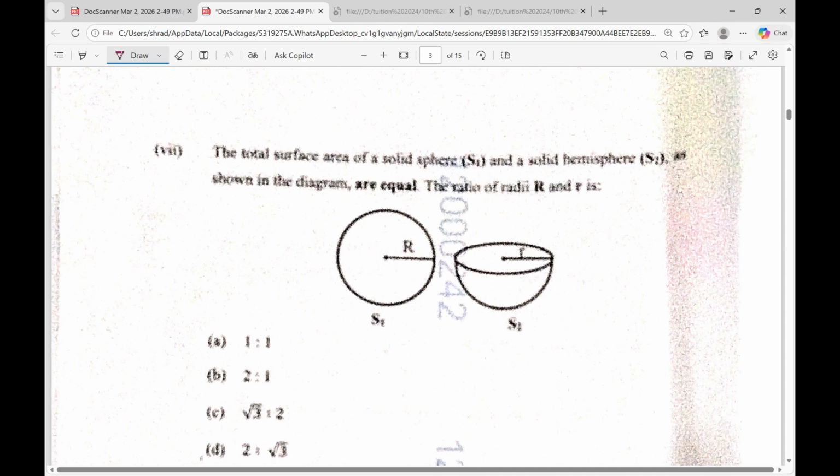This is not clear. The total surface area of a solid sphere and a solid hemisphere as shown in the diagram are equal. The total surface area of both the diagrams are equal. The radius r has to be found, okay.